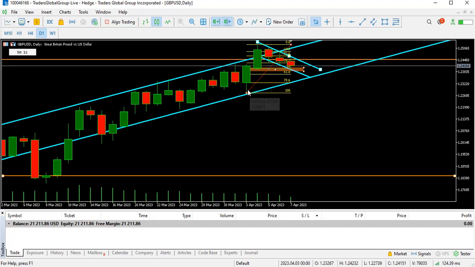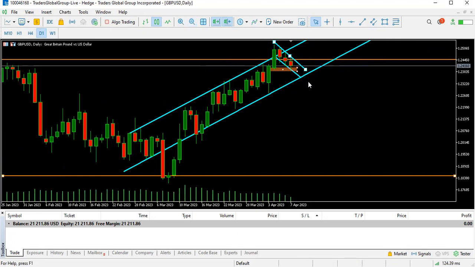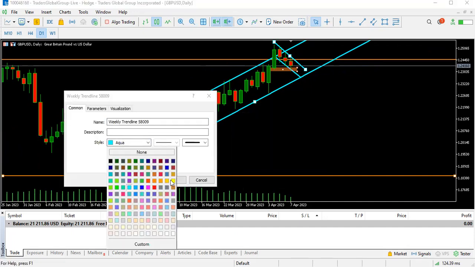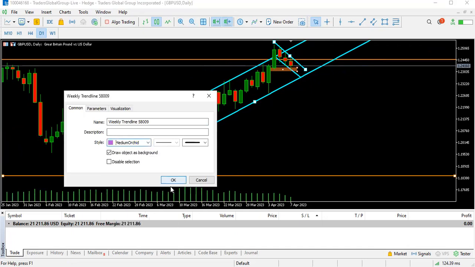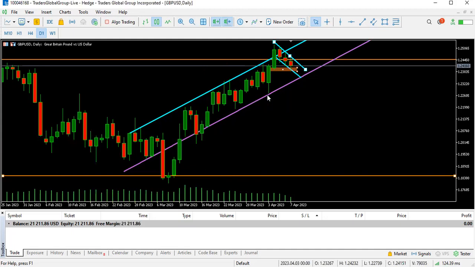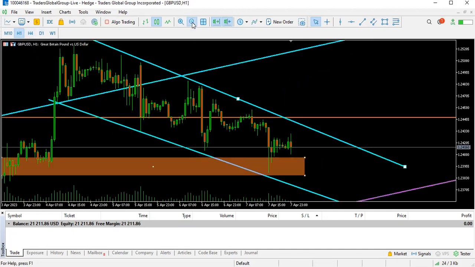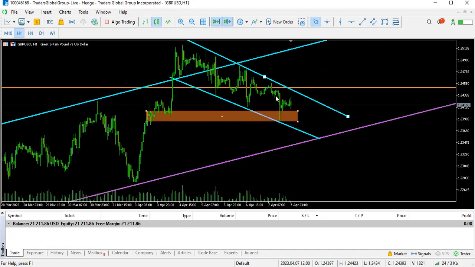Because this is the forex market, anything can happen. If it breaks outside of this trend line down here, let me change the color so you know what I'm talking about, this lilac or purple line, we can expect it to go down. But I'm not expecting that, because of the channel that this is forming on the 1 hour or 4 hour.